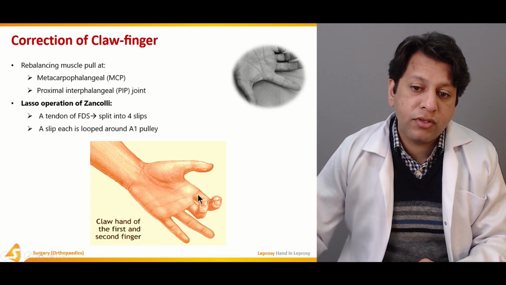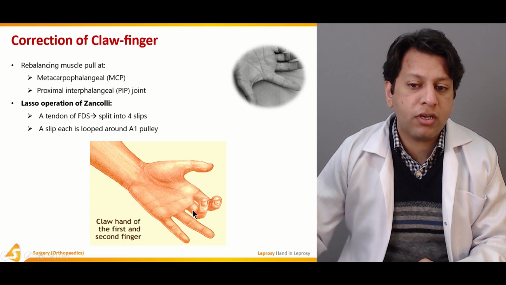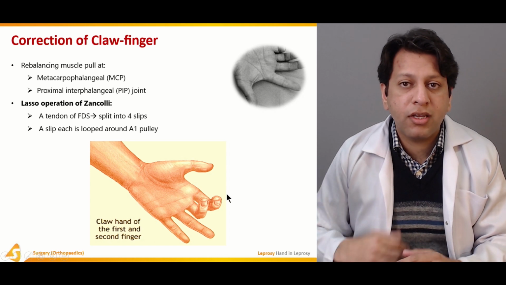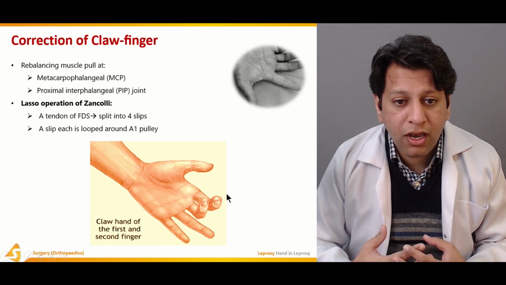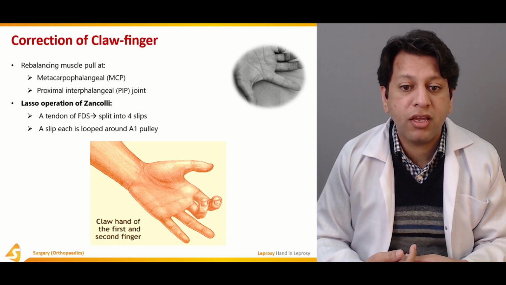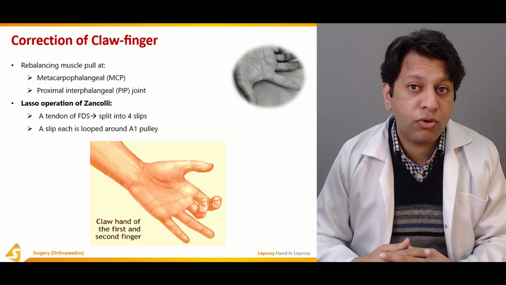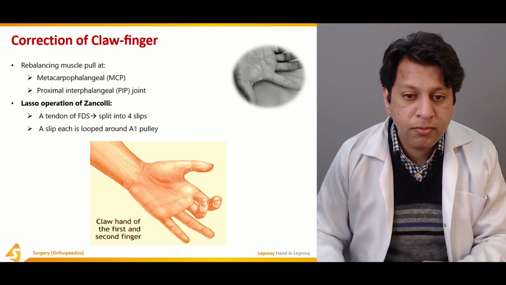Therefore, at this A1 pulley, the FDS is brought back and looped around the A1 pulley so that it can regain its function. Lasso means making a loop or a pulley around something. Therefore, that is why it is called the Lasso operation of Zancolli.